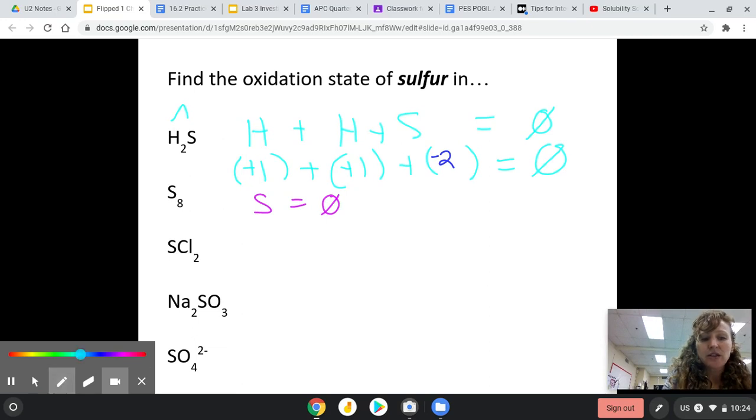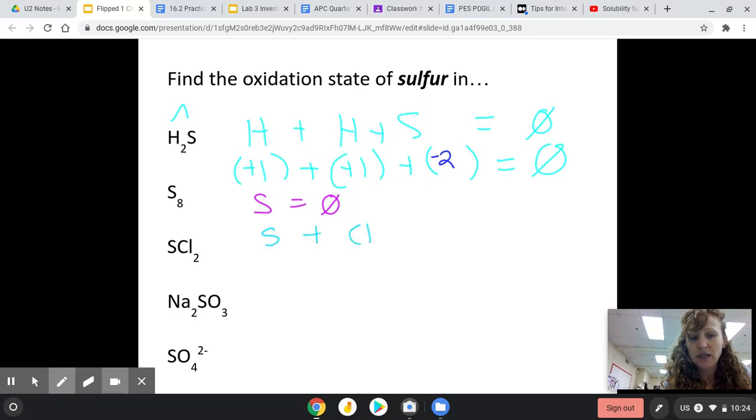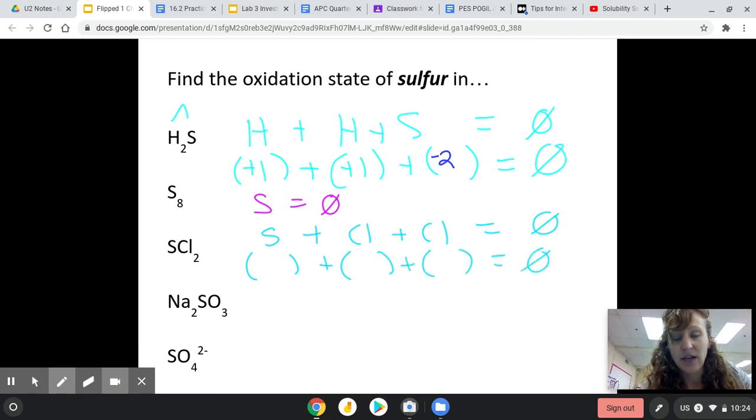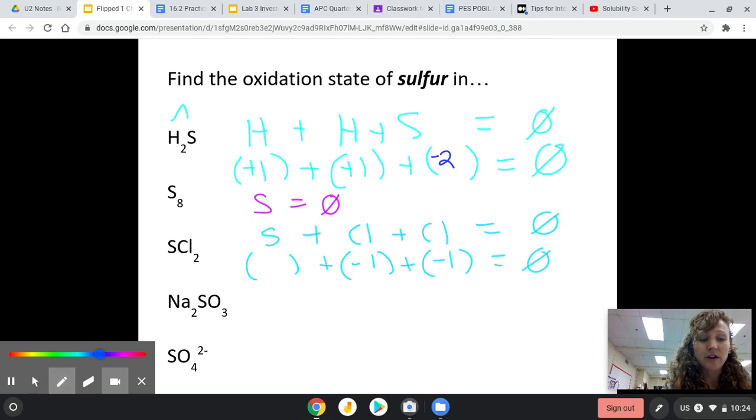So sulfur and chlorine. So we're going to have sulfur plus chlorine plus chlorine. The charge on the whole molecule is zero. So what is going to be more common, sulfur or chlorine? And chlorine is your halogen, so that's going to be more common. So let's give chlorine a charge first, and that means sulfur must be a 2+.